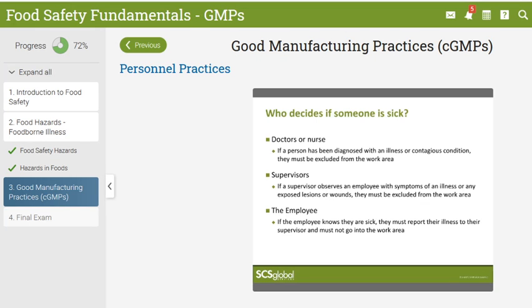So who decides if someone is sick? A doctor or nurse is obviously someone who can decide if someone is too sick to come into work. If they've been diagnosed with an illness or a contagious condition, they need to be kept out of the work area. Also, supervisors should observe the employee's behavior and pull anyone off the line that shows sores, lesions, or symptoms of an illness. And finally, the employee should be on the honor system to know when they're sick and report their illness to their supervisor and not go into the work area.